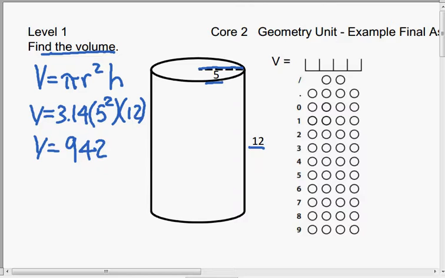And I will put that in the answer column, 942. And since I have no decimal places, I leave this blank. Then I bubble in the sheets. I go down, 942.